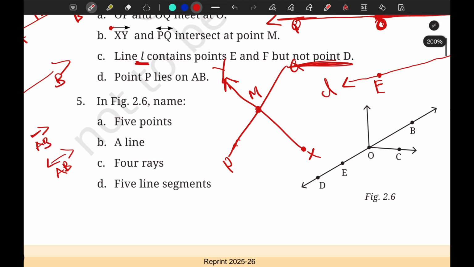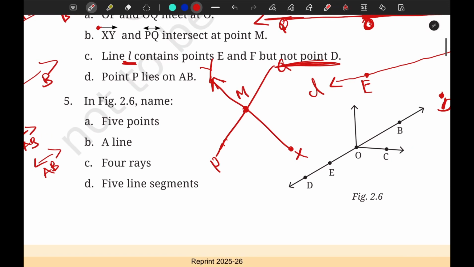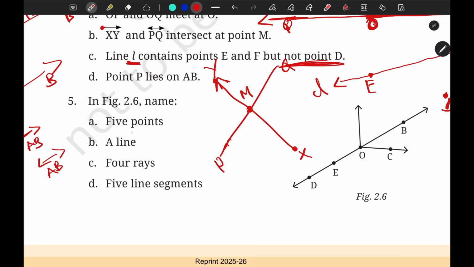So fifth question, in figure 2.6. 5 points. Here it is point D and point E, point O, point C, point B. These are the 5 points. A line: DB is the line.